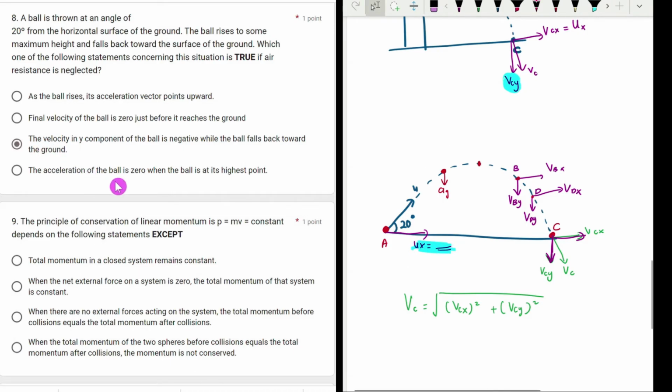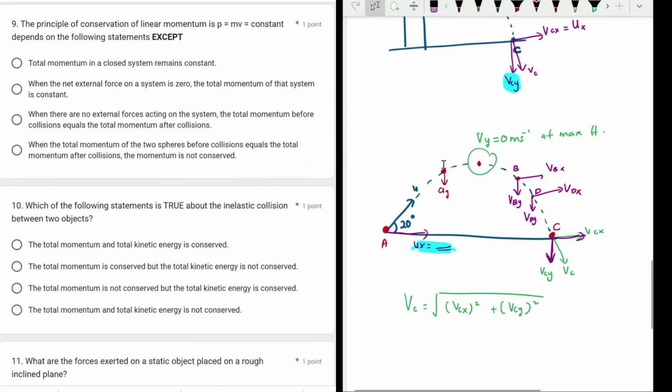Kita baca yang D ni pula. The acceleration of the ball is 0 when the ball is at its highest point. No, the acceleration is not equal to 0. Yang equal to 0 adalah dia punya Vy. Vy dia equal to 0 meter per second at maximum height. Okay, so finish question number 8.